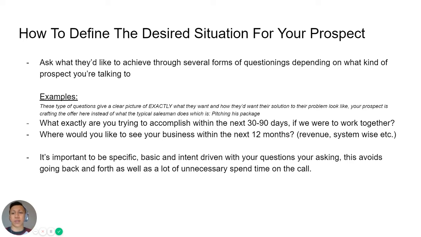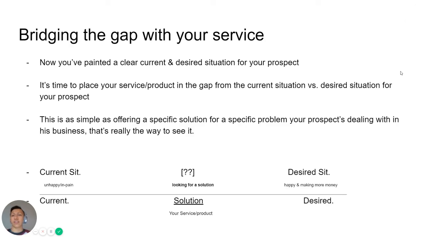And then another question could be, where would you like to see your business within the next 12 months, right? So that could be revenue-wise, it could be system-wise, it could be all these kinds of things. And then again, it's really important to be specific, basic, and intent-driven with the questions you're asking, right? And this just really avoids going back and forth, confusion, as well as a lot of unnecessary time spent on the call.